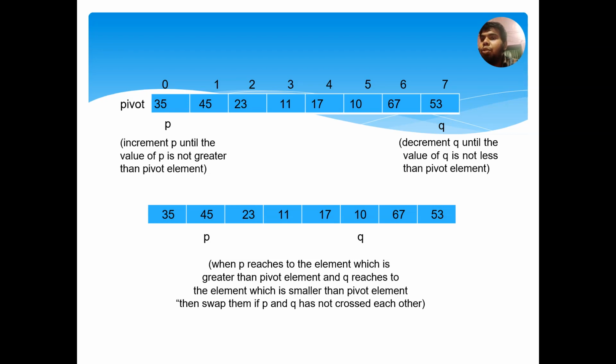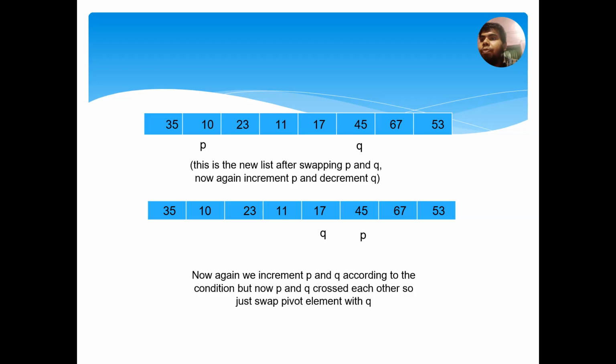When p reaches an element which is greater than the pivot element and q reaches an element which is less than the pivot element, then swap them if p and q have not crossed each other. This is the new list after swapping p and q. Now again increment p and decrement q.